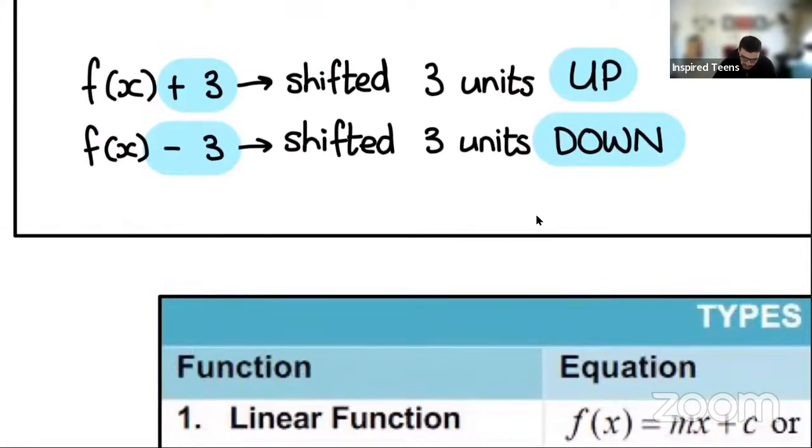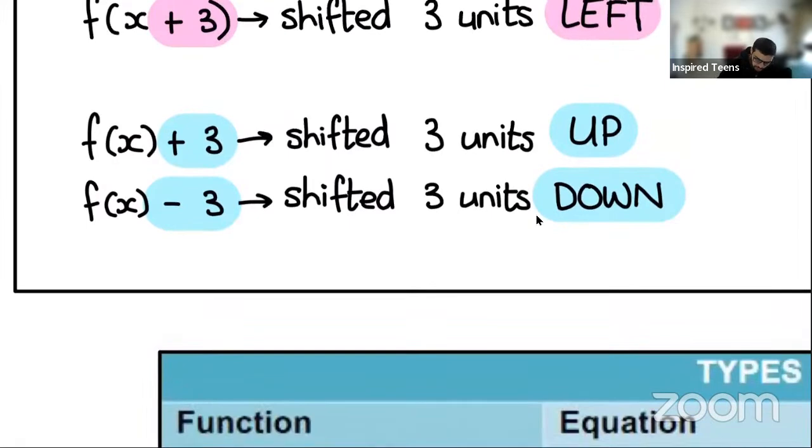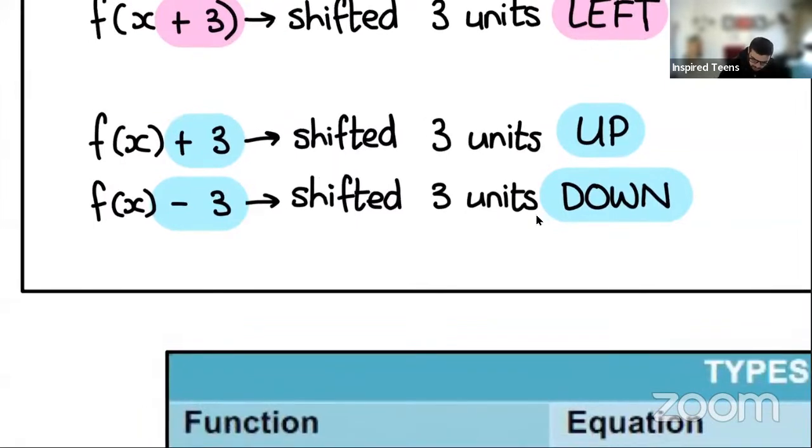Okay, so the y changes. So please note these are changes to y, and I'll explain why in a bit. Excuse the pun. Okay, these are changes to y because essentially what is f of x? F of x itself is y. So this f of x could be replaced with y. So this could become y plus 3. So this is clearly a change to y.